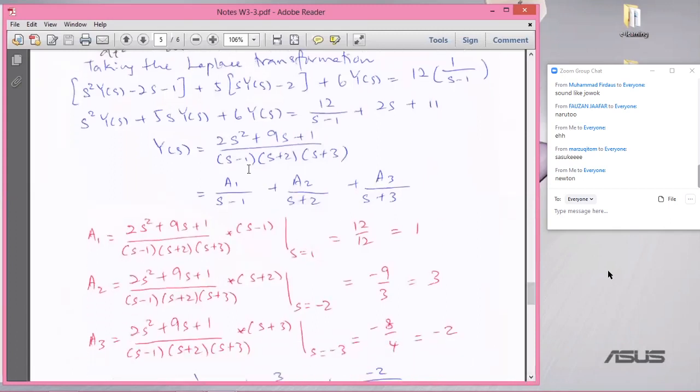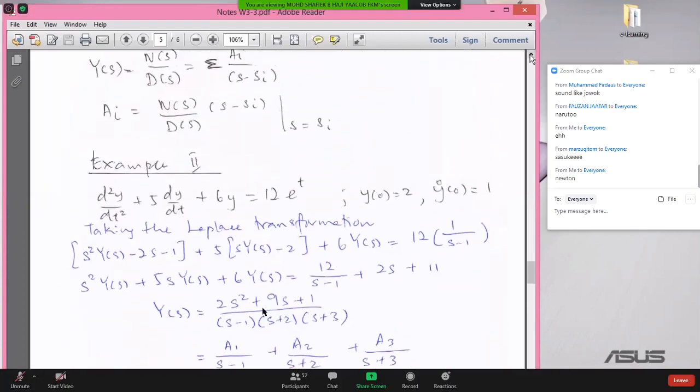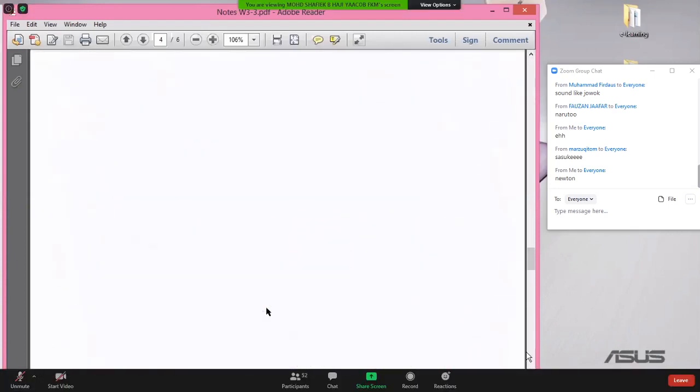Okay. So now we have 3 factors in the denominator. When you have 3 factors, which are s minus 1, s plus 2, s plus 3, you're going to have to find 3 coefficients. So when you decompose that into partial fractions, you have a1 divided by the first factor, a2 divided by the second factor, and a3 divided by the third factor. a1, a2, and a3, we are going to determine using the remainder theorem.